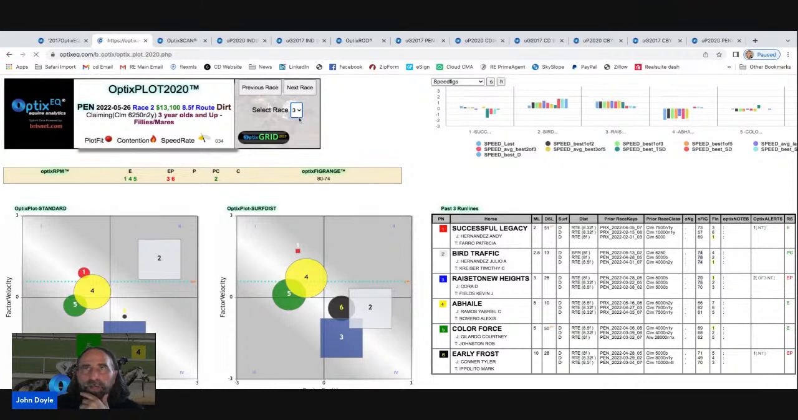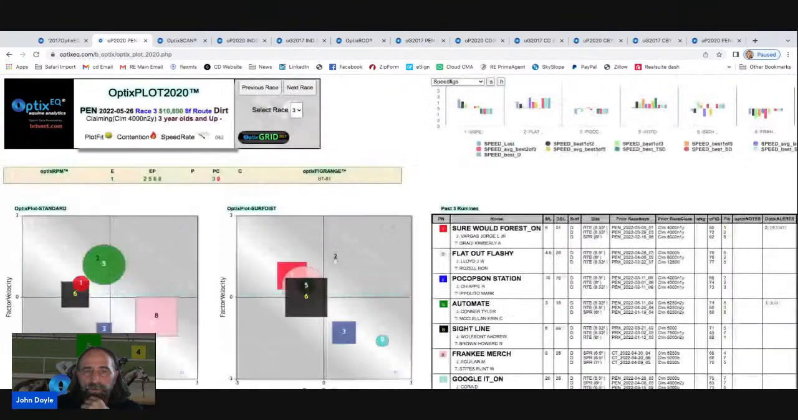And race 3, I thought was even better because I think there was a better price horse alternative in this race. And it's another race, high contention, pretty high speed rating. And look at the run styles. All E and EPs with the exception of the 3 and the 9. And look at the plot on the 9. He's a circle, the 3 is a square. It's just as simple as that. I think the 3 is the play in that race.